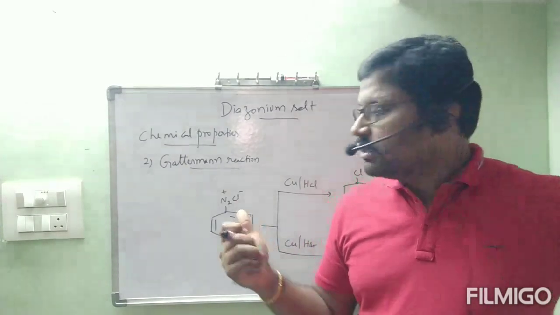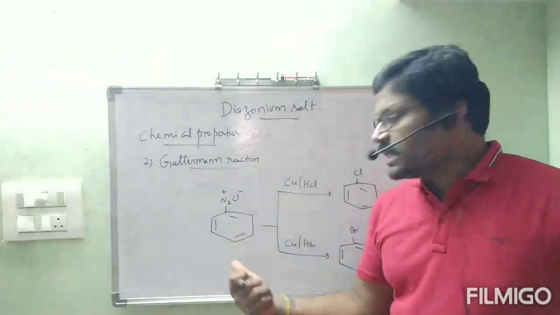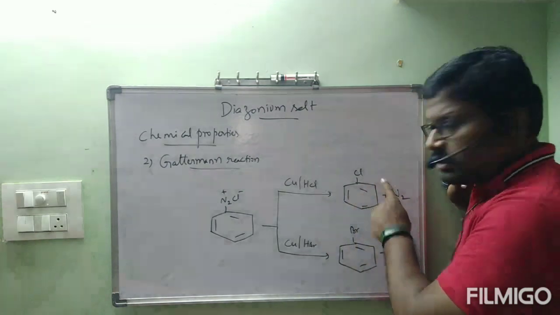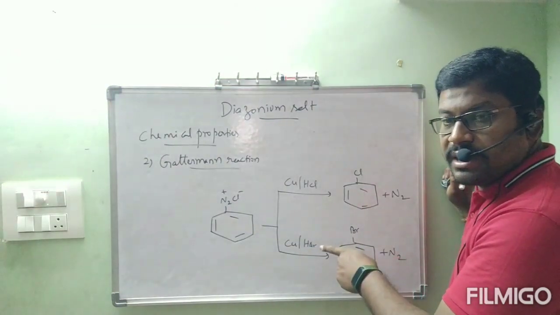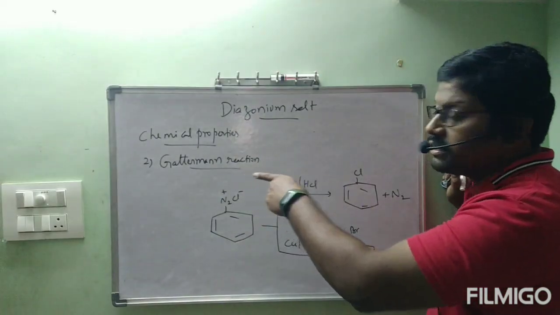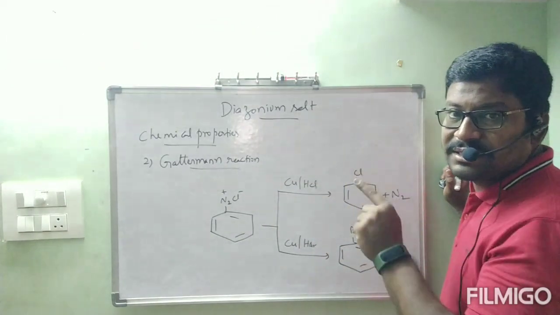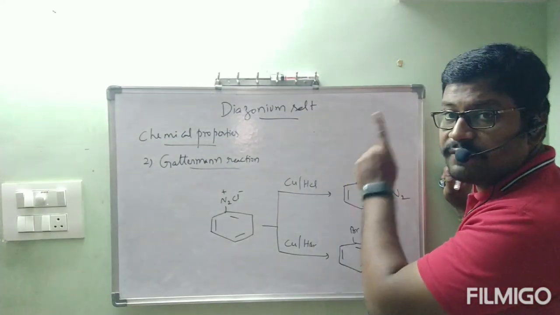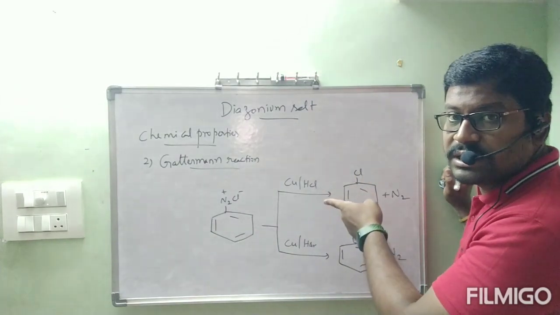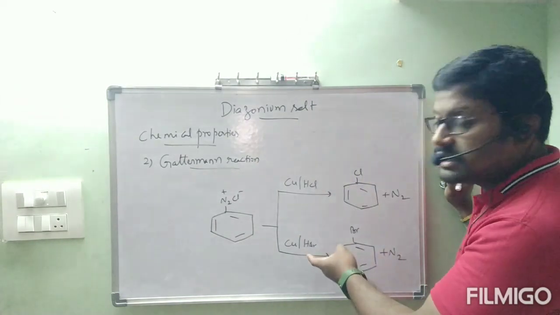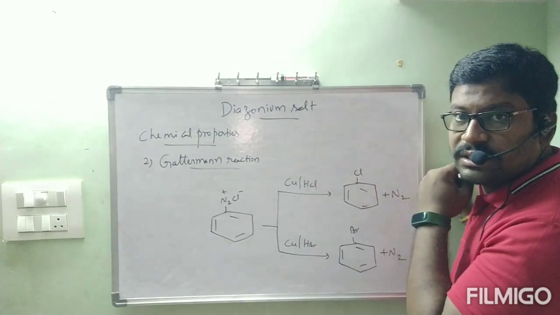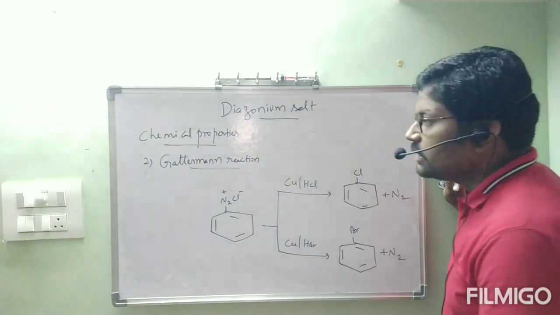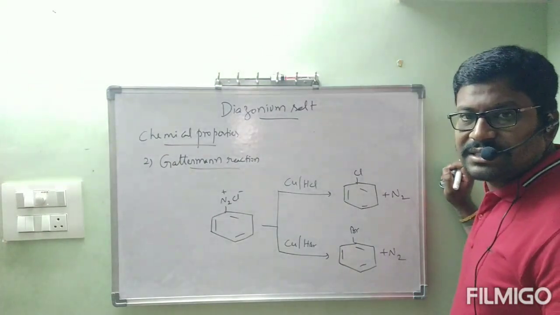Completely different. Now this benzene diazonium chloride will react with copper and HCl. We will get chlorobenzene. This one will react with copper and HBr. We will get bromobenzene. This comes under the Gattermann reaction, same as the Sandmeyer reaction. There is not much difference, only the reagent is different. There we used CuCl, here we are using Cu with HCl. In the Sandmeyer reaction we used CuBr, here we have used Cu with HBr. That is the difference. The first one is the Sandmeyer reaction, the second one is Gattermann.